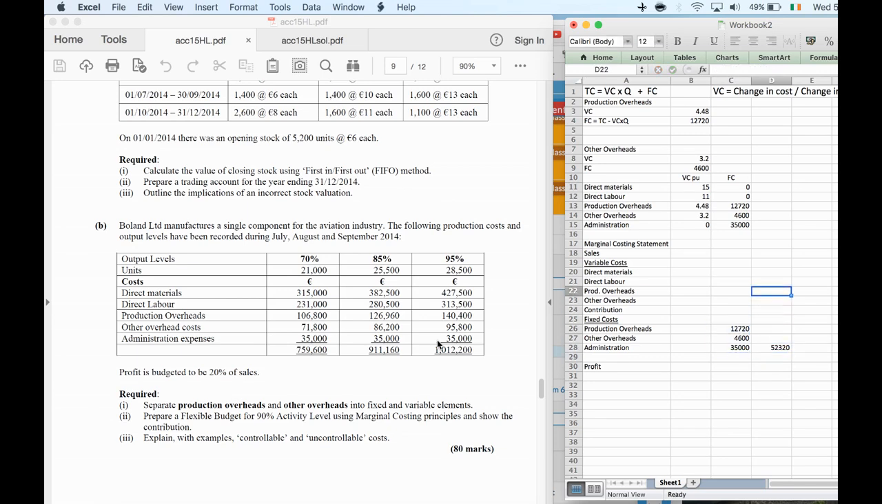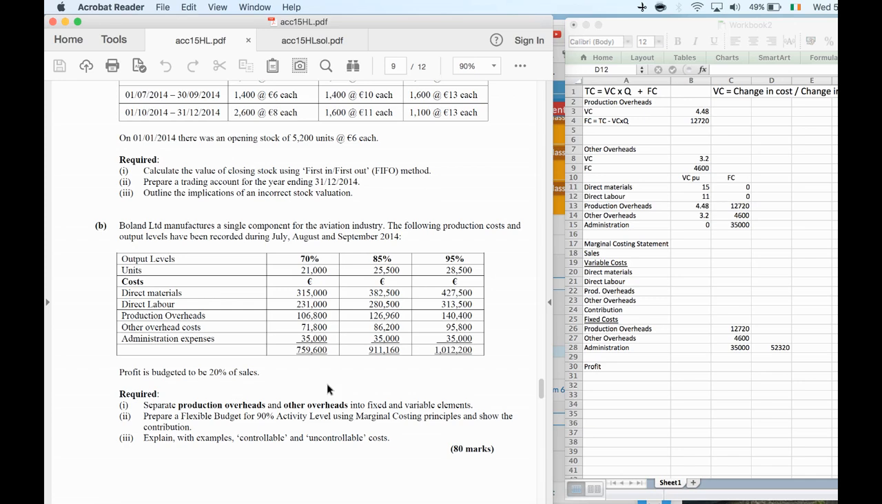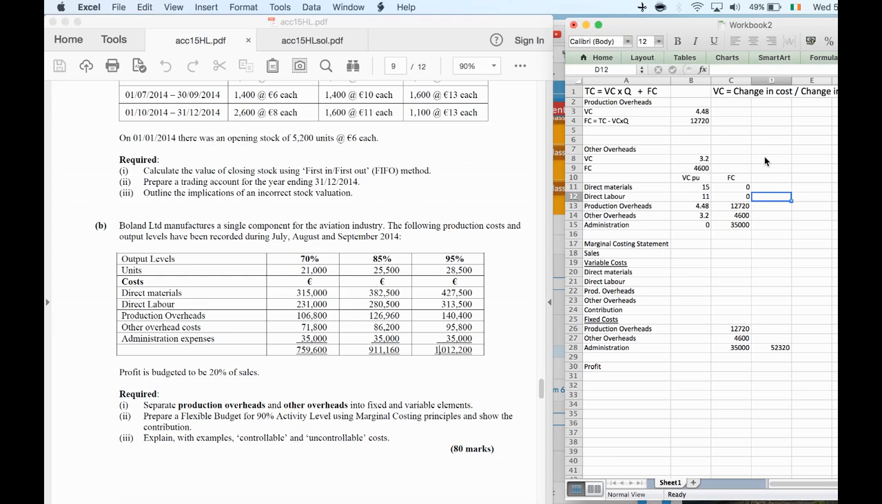Okay, so one of the things I'm asked to do down here is to prepare a flexible budget for 90% activity. So I'm using the same table I had already, and I'm just going to put 90% activity. Now for my direct materials, I need to multiply my variable cost per unit by the number of units. So I need to find out how many units will I make at 90%.